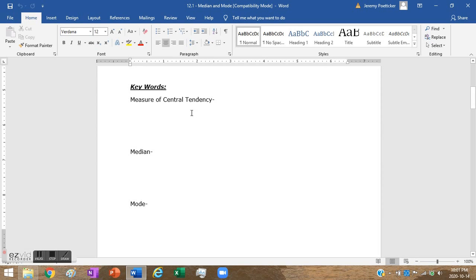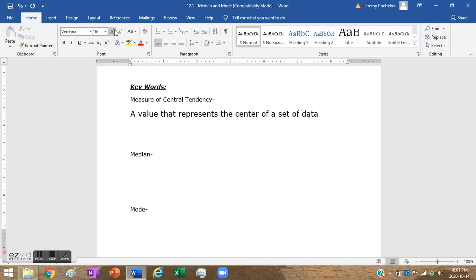It really depends on how you measure central tendency. So key term here, measure of central tendency. And this is basically just a value that represents the center of a set of data. So please feel free to pause this. Make sure you get that down, and then you can move on to median.